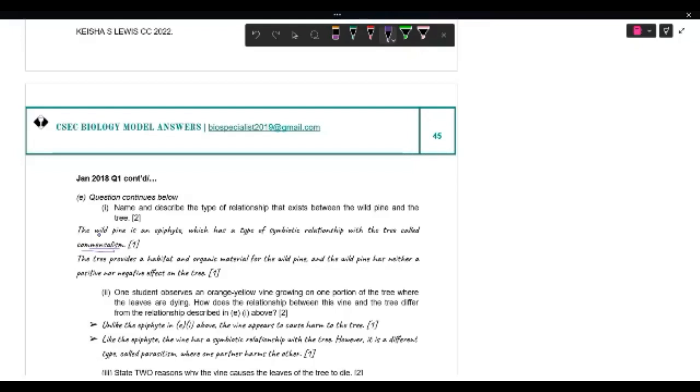We indicate which one is benefiting, which one is providing benefits, and which one isn't really providing anything or taking away anything. So the tree provides the habitat, it provides organic material, right? It provides a space for all the leaves and detritus to collect so that the wild pine could live in that space, right? And the wild pine basically just says, thank you very much, and goes about its life doing its thing without really harming the tree, but not really benefiting the tree either. And that's that part of the question.